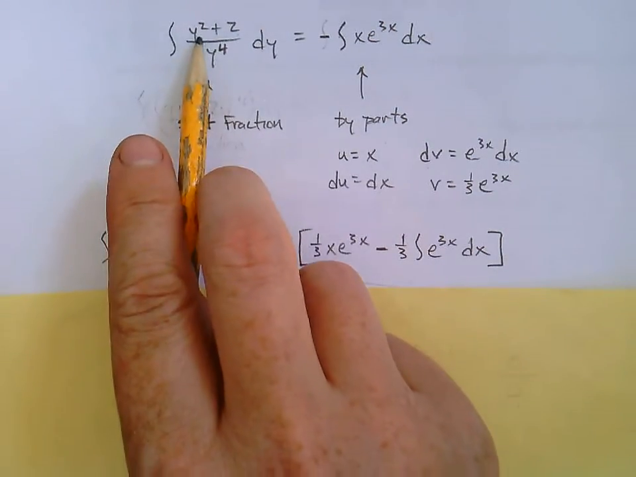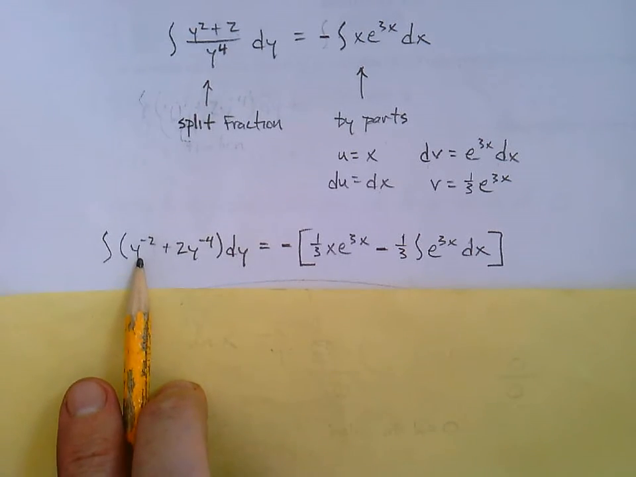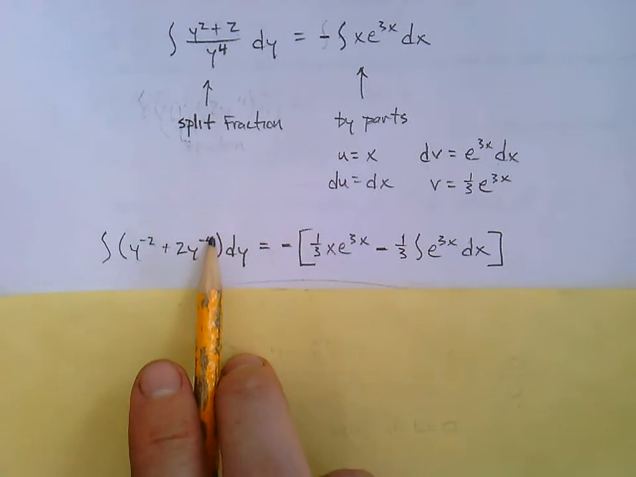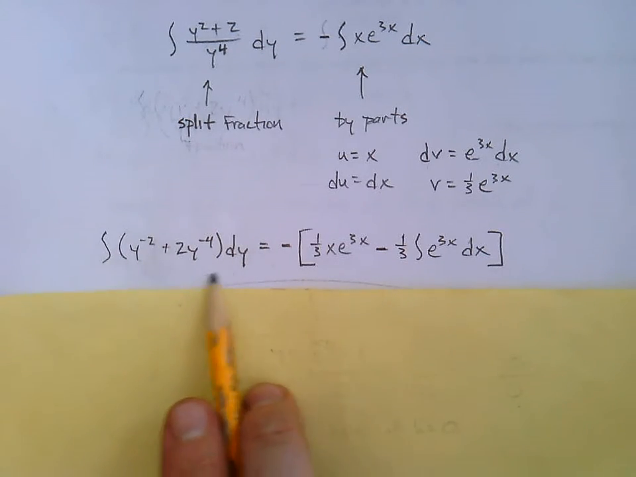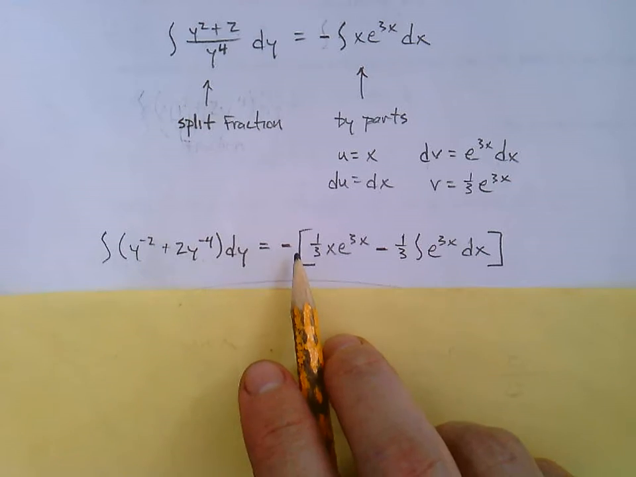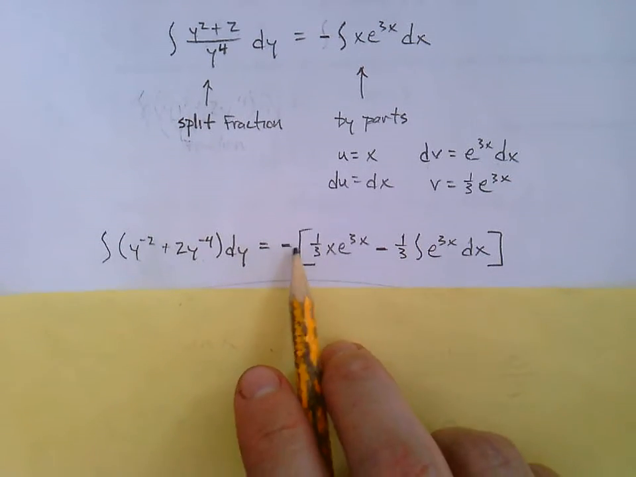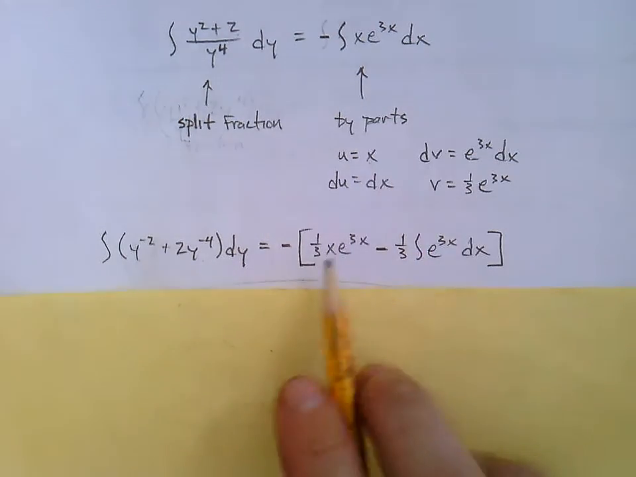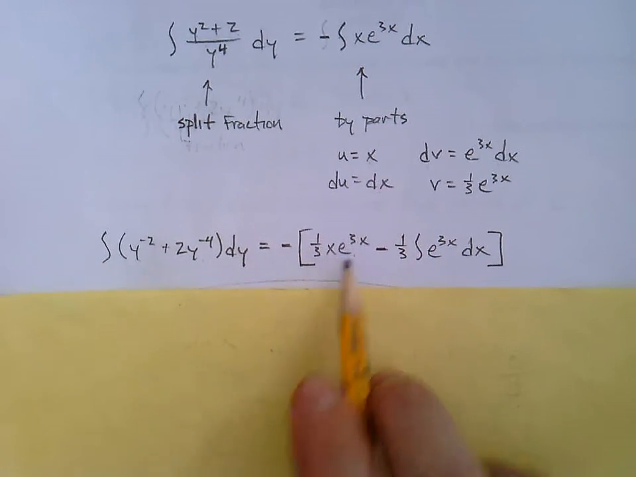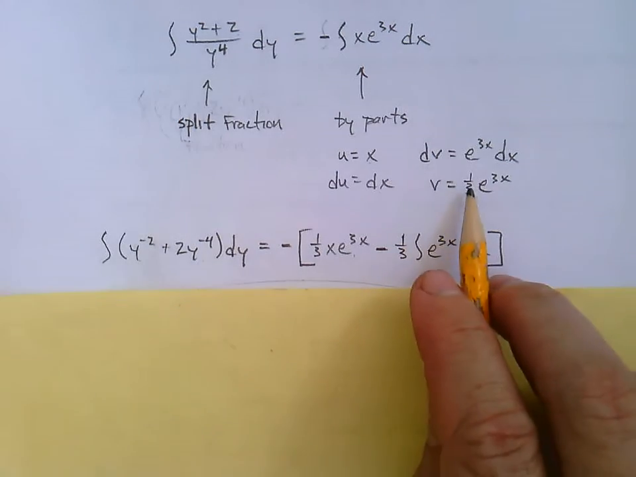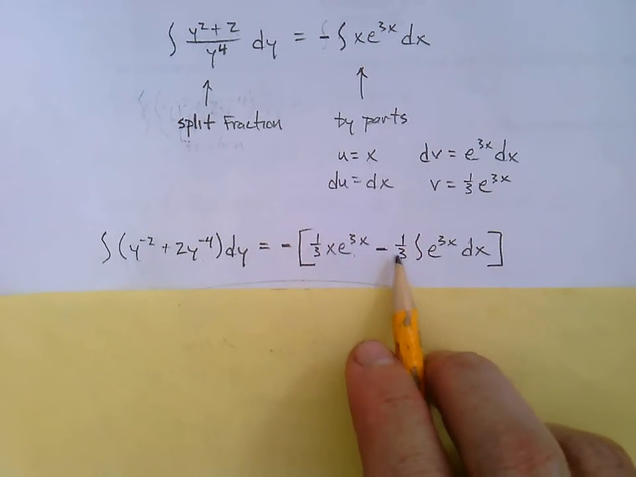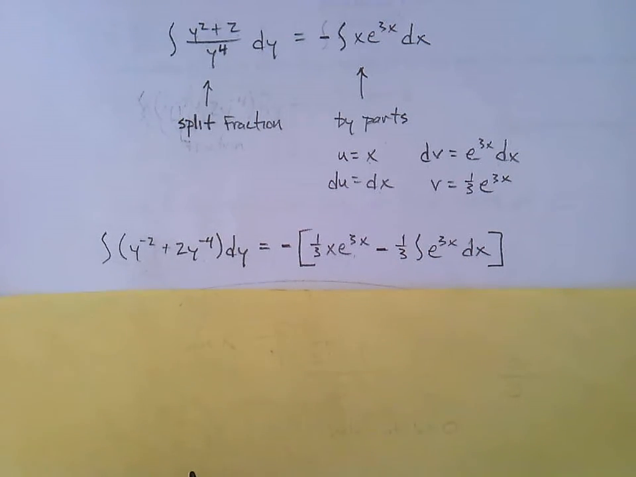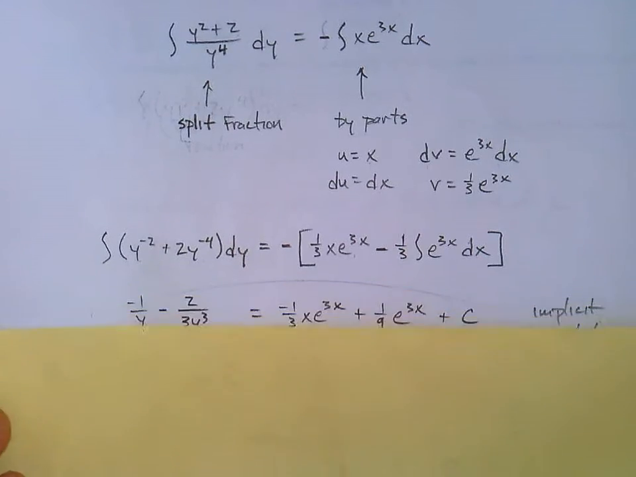On the left side, y squared over y to the fourth is y to the negative 2. Plus 2 over y to the fourth, well, that's plus 2 y to the negative 4. So we still have to integrate this. Equals, and here's our integration by parts here on the right, the negative out in front. And then we've got u times v, 1/3 x e to the 3x, minus the integral of v du, and I move the 1/3 out, minus 1/3 integral e to the 3x dx. Okay. And we'll just keep going.